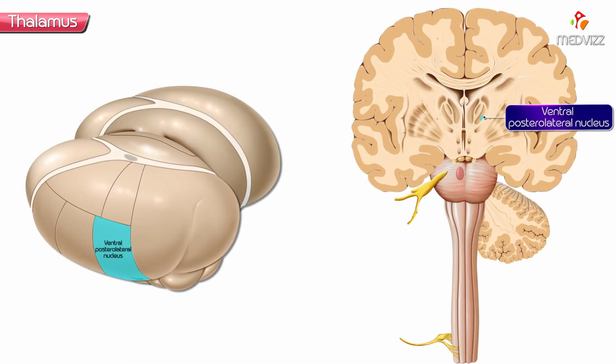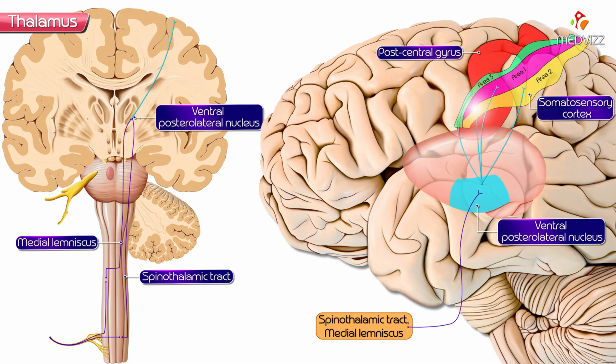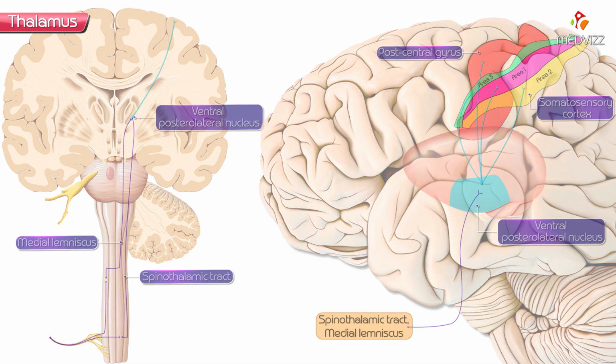And next one is the ventral posterolateral nucleus of the thalamus. This ventral posterolateral nucleus relays information mainly from the spinothalamic tracts and the medial lemniscus. It projects to the somatosensory cortex, that is Brodmann areas 3, 1, 2, as well as to the postcentral gyrus.